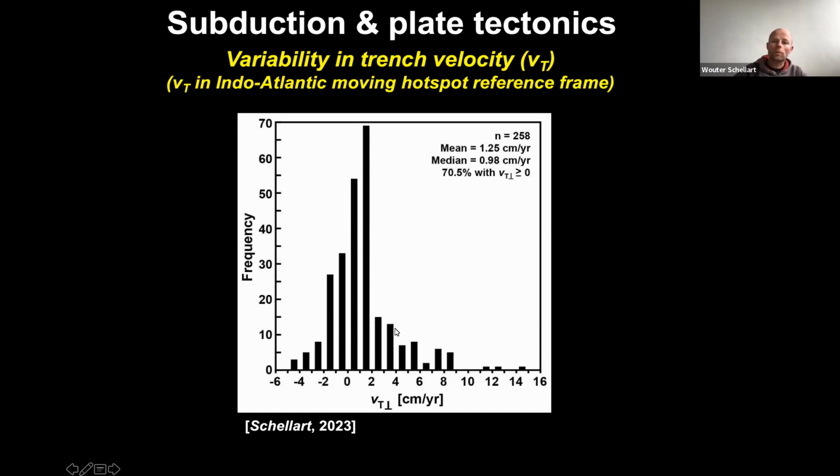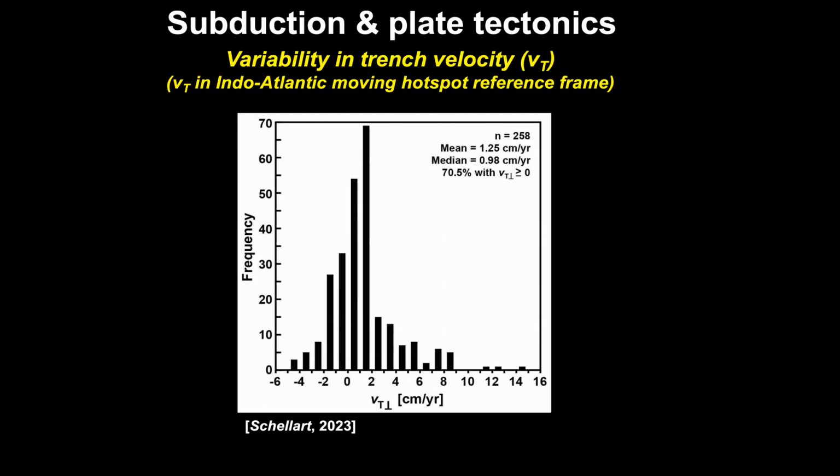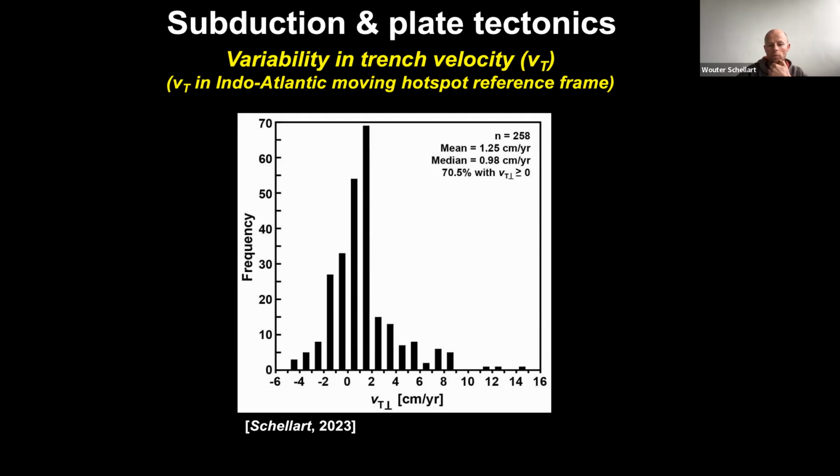And what else can we see? We can also see that the mean and the median trench velocity are both positive, and about 70% of all the trench velocities are larger than 0, which indicates that on Earth, at present at least, the majority of subduction zones are retreating. So the trench is migrating oceanwards and the subduction hinge and the slab are moving backward. Okay, so interesting and important observations.